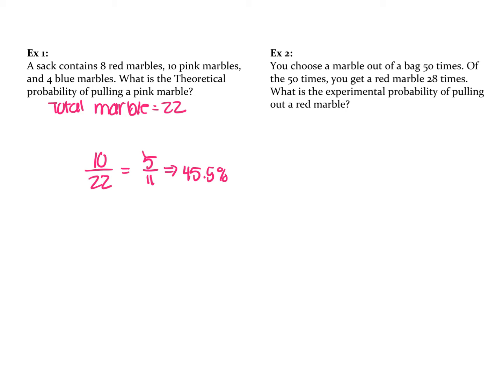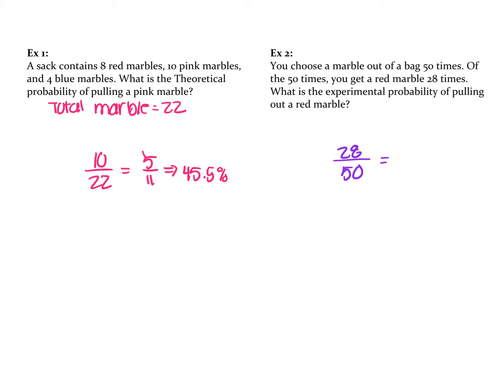Now example 2 says you choose a marble out of a bag 50 times. Of the 50 times, you get a red marble 28 times. What is the experimental probability of pulling out a red marble? Notice this time we did the experiment of picking a marble from the bag 50 times, and we're asking how many times I got a red marble. So I calculate this probability based on the number of times it happened: 28 over the number of times the experiment was conducted, which is 50.